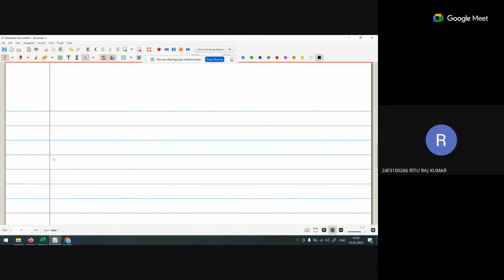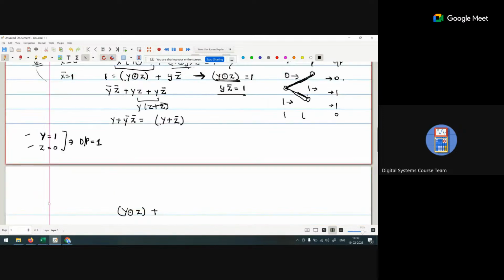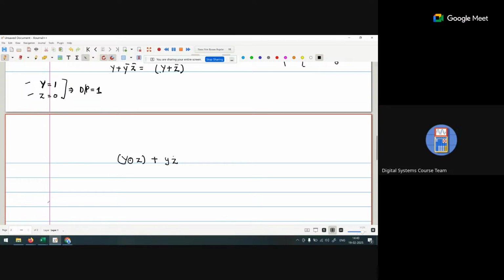Can I repeat it again? Basically we get two terms: one is Y XNOR Z plus Y Z bar. The output is 1 if either Y XNOR Z should be 1 or Y Z bar should be 1. If the first condition is true, then Y should be equal to Z, because in the XNOR gate the output is 1 when both inputs are the same and 0 when both inputs are different.